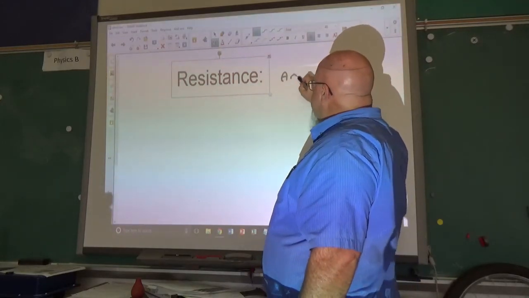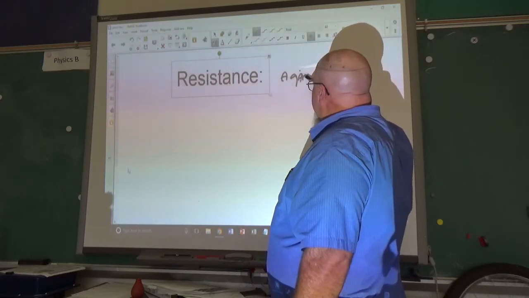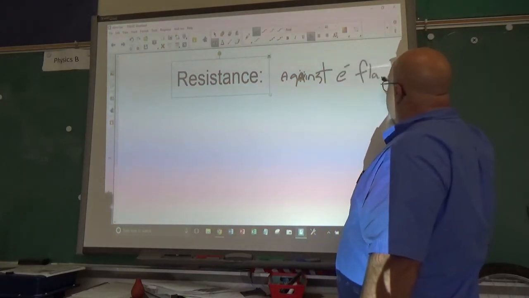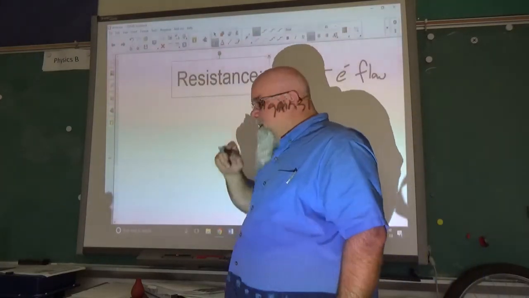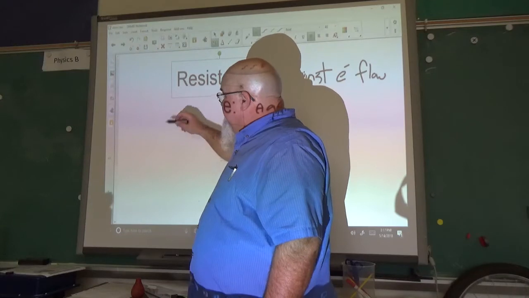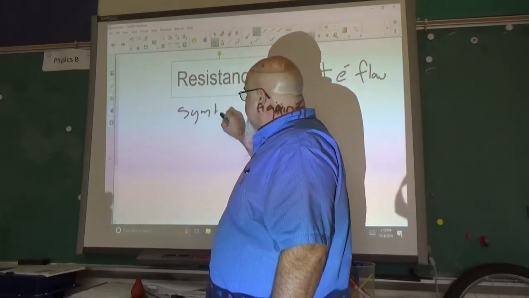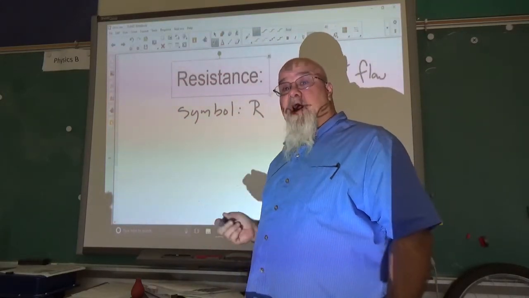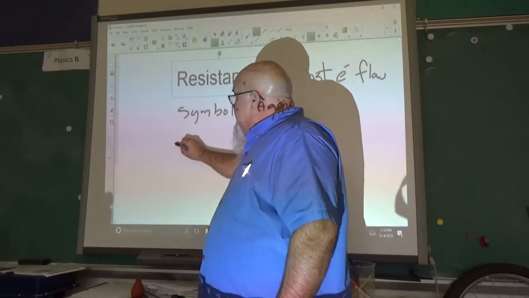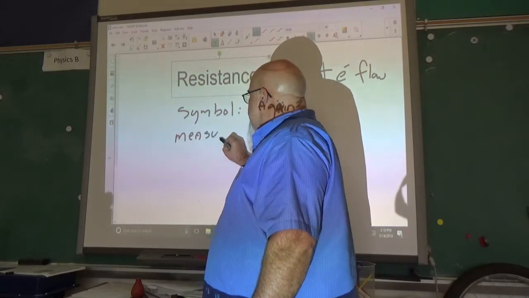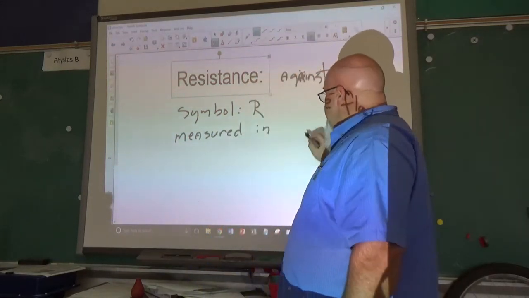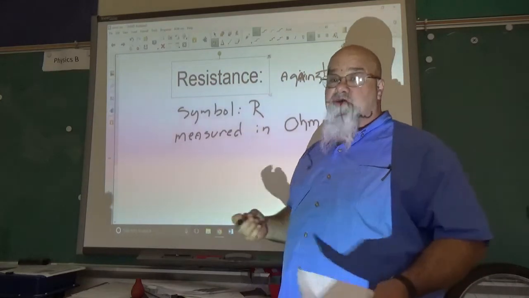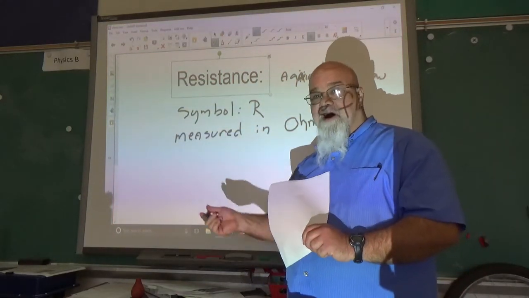So resistance is against the electron flow. Resistance, in the formula, our symbol is the capital R. So we get back to it, voltage equals IR, current times resistance. Resistance is measured in ohms. OHMS, you hear a lot of meditation drills. Ohm, ohm. That's the name of the professor who worked on it.